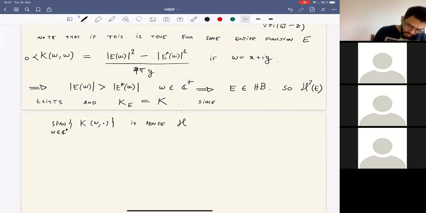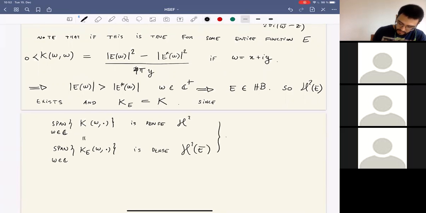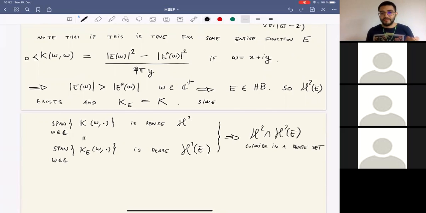I don't need that, I can put all the complex plane. This is dense in H, of course, but this is equal to the span of, well, it's the same as the reproducing kernel associated with E. And this is dense in H2 of E. So this implies that H and H2 of E coincide in a dense set.